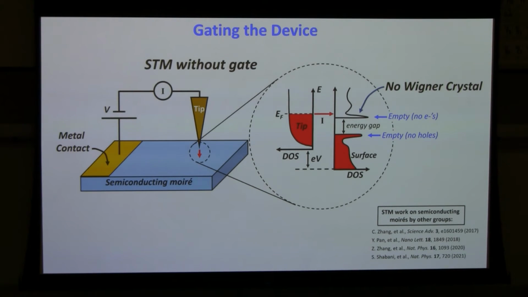It's empty. There's nobody home. So there's no Wigner crystal. So to get the Wigner crystal, we have to put electrons into that conduction band. And so how do we do that?